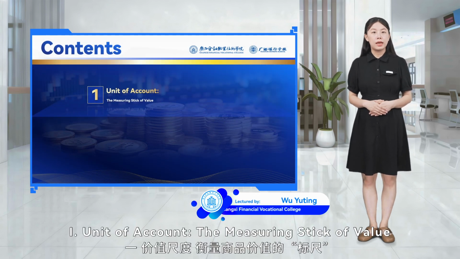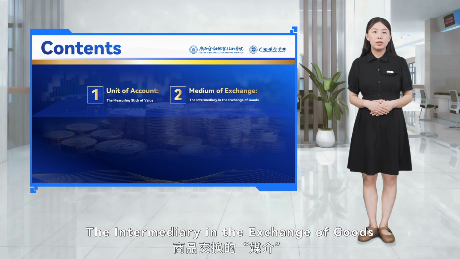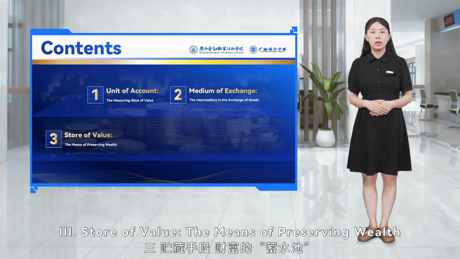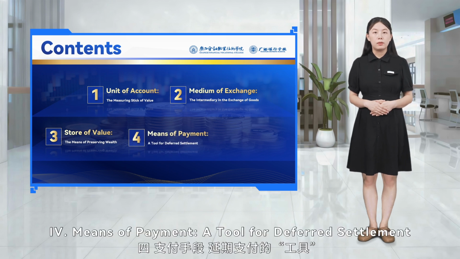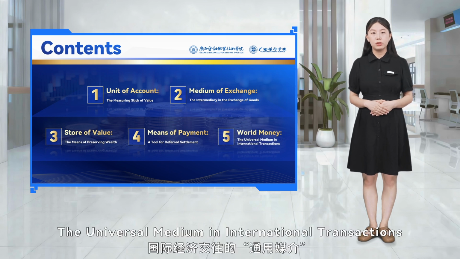1. Unit of account, the measuring stick of value. 2. Medium of exchange, the intermediary in the exchange of goods. 3. Store of value, the means of preserving wealth. 4. Means of payment, a tool for deferred settlement. 5. World money, the universal medium in international transactions.